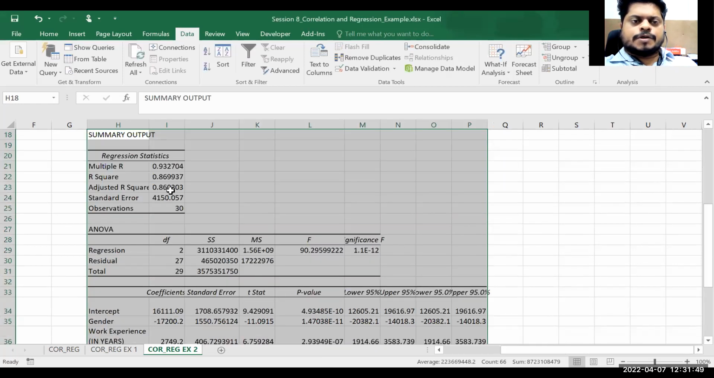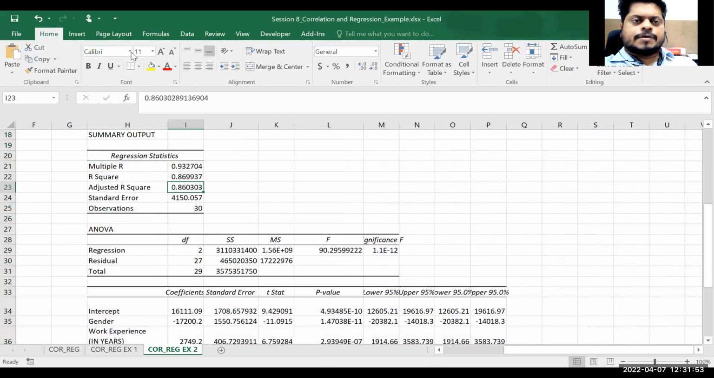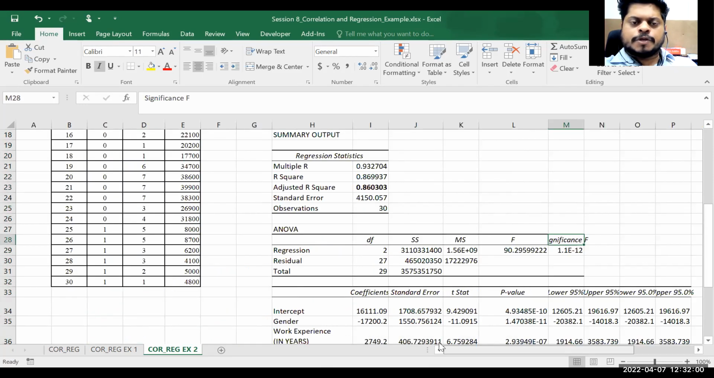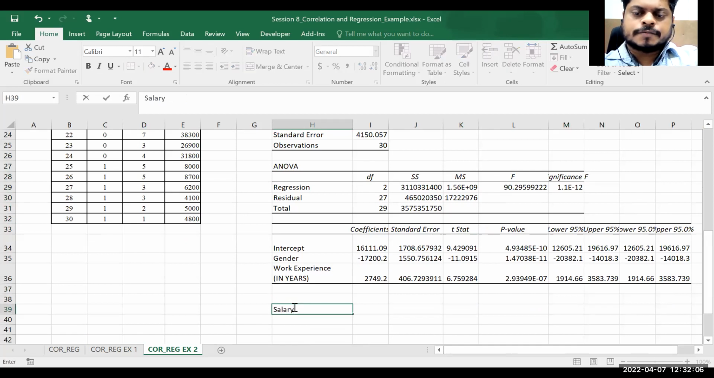So here also I get an adjusted R square value, excellent, 0.86. That means I have a very good model. The overall model is significant. This model will remain valid for my population. Then I get this equation. Now if I write it in equation mode, all these three values are significant. That means I can confidently say that this equation will remain valid or significant for my population also, right?